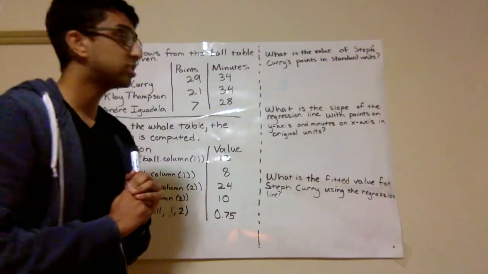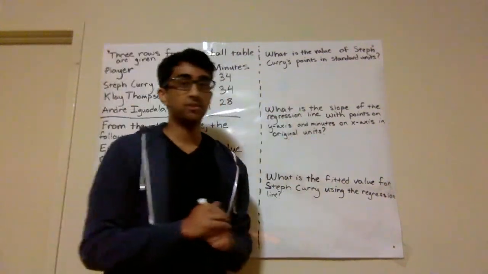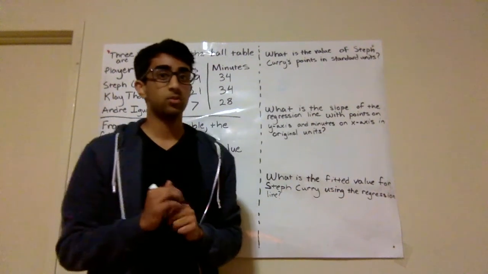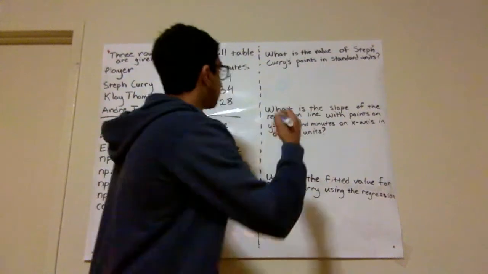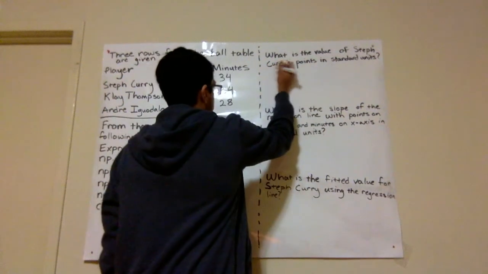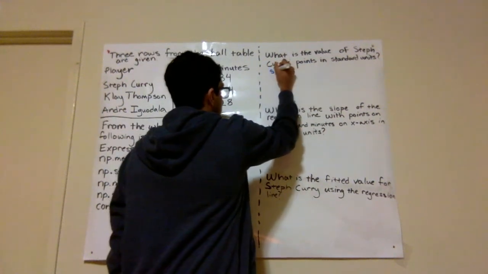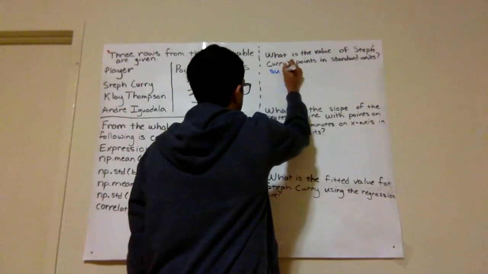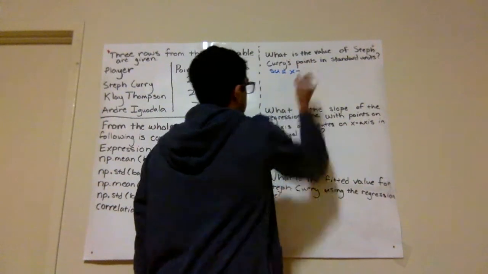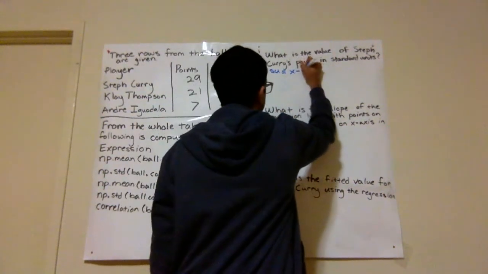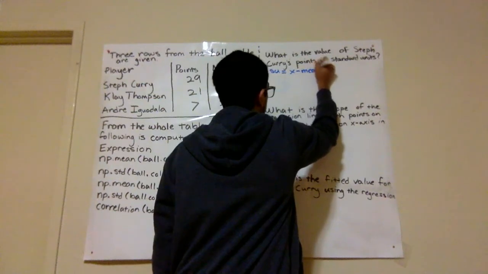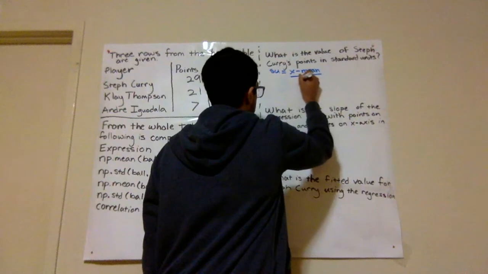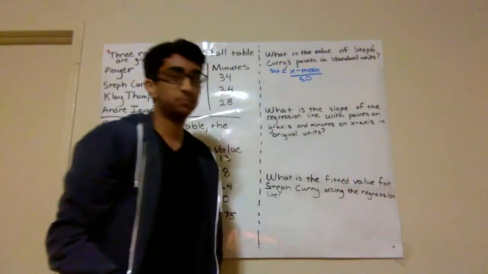So now we want to ask the question, what is the value of Steph Curry's points in standard units? In order to calculate this, we need to remember our original equation. How do we convert something to standard units? So I'm going to abbreviate standard units as SU, and we can basically say that this is equal to X minus the mean of the same column that we're taking it from, or basically the set of values that we have, and we're going to divide this by the standard deviation.